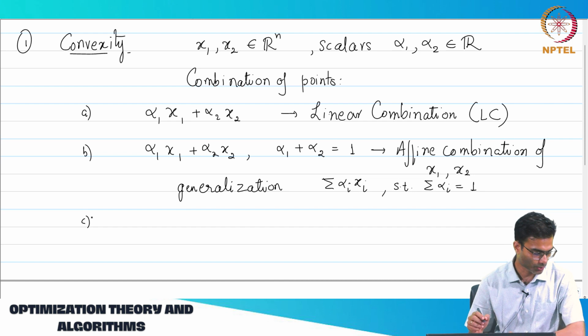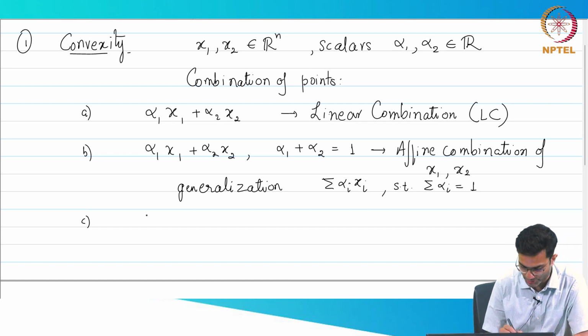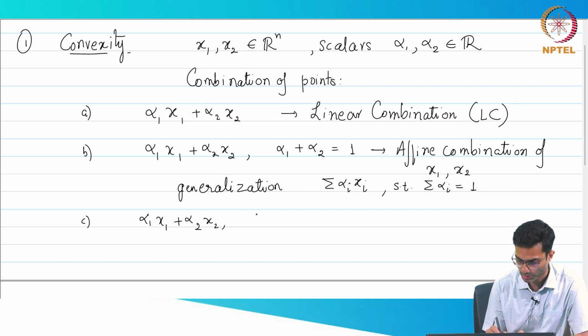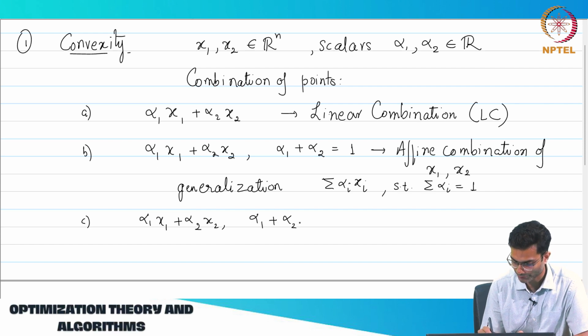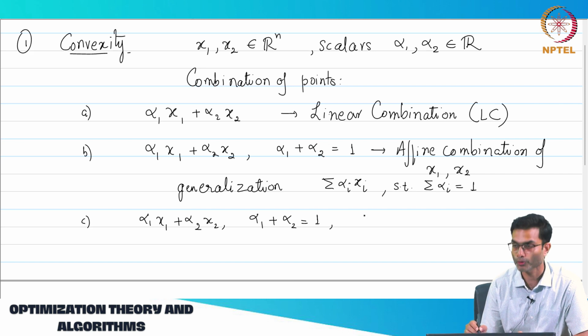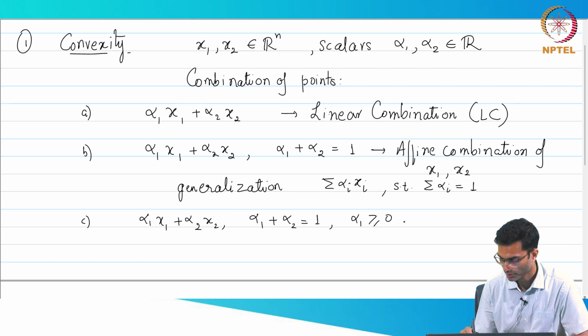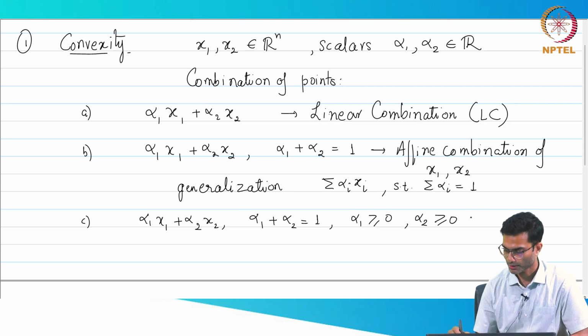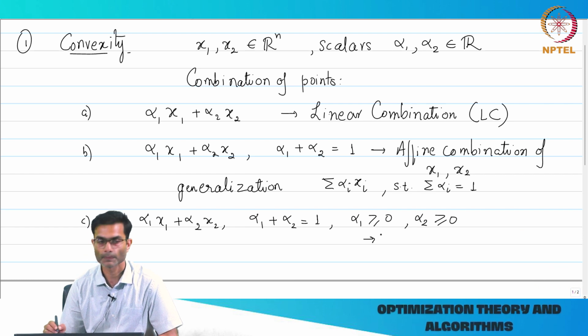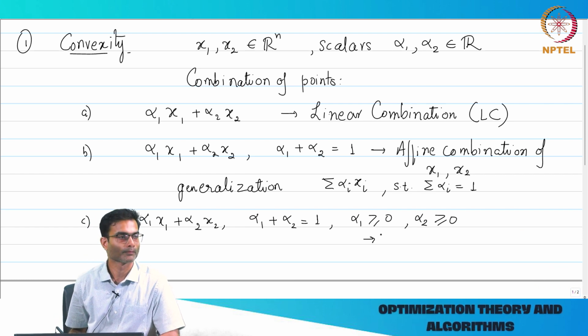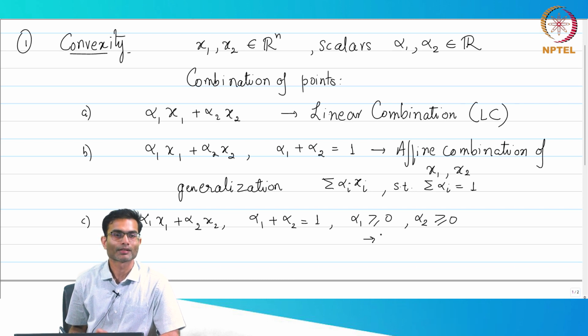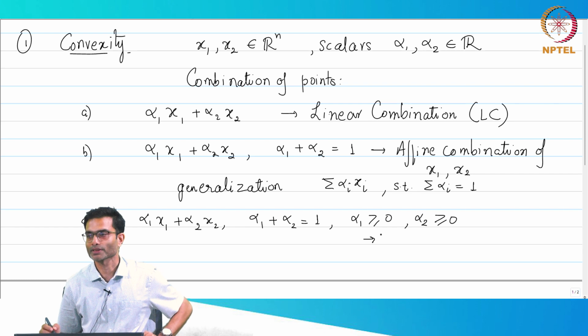Now let's look at one more restriction over here, alpha 1 x1 plus alpha 2 x2. I'm going to retain this affine constraint, and I'm going to add one more constraint, which is alpha 1 greater than or equal to 0, alpha 2 greater than or equal to 0. Any guesses what this is called? The hint is the first word on the page. This is called a convex combination of x1 and x2.